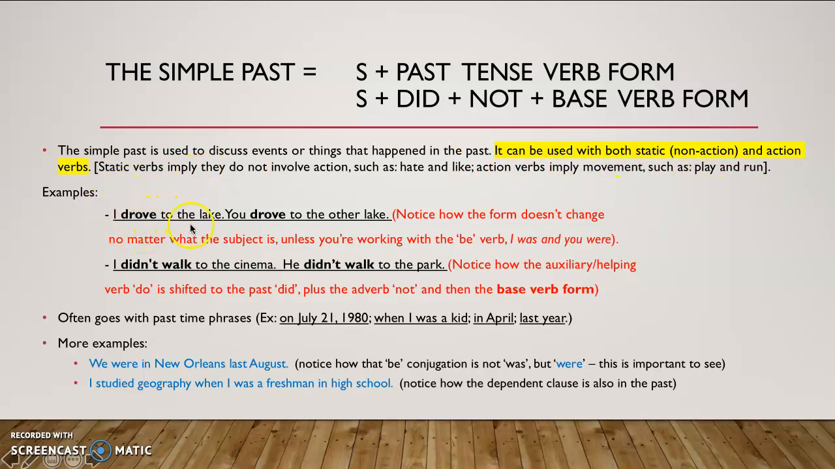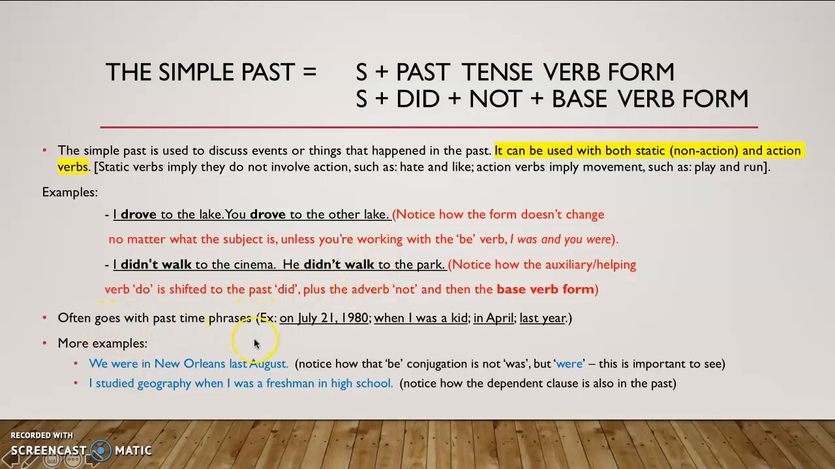I drove to the lake. You drove to the other lake. So notice how the form doesn't change no matter what the subject is, unless you're working with the be verb, where I takes was and you takes were. Creating the negative: I didn't walk to the cinema. He didn't walk to the park. Notice how the auxiliary helping verb do is shifted to the past, did, plus the adverb not, and then the base verb form walk. Okay, so it's not going to be ed here.